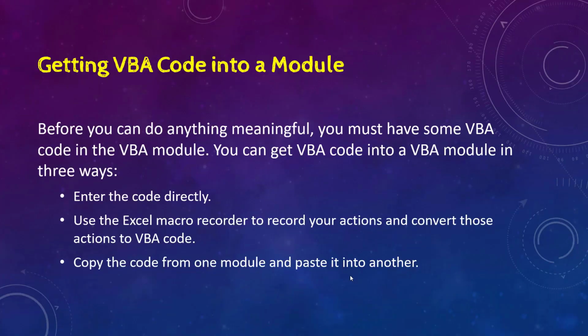Getting VBA code into a module. Before you can do anything meaningful, you must have some VBA code in the VBA module. You can get VBA code into a VBA module in three ways: enter the code directly, or use the Excel macro recorder to record the actions and convert those actions to VBA code, like we have done in the name and time macro, or copy the code from one module and paste it into another module.